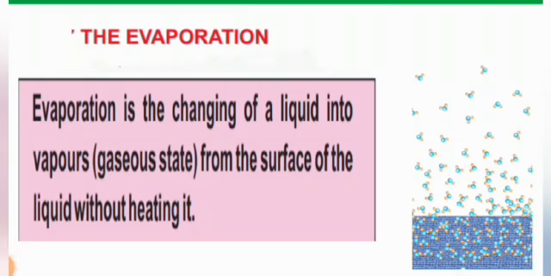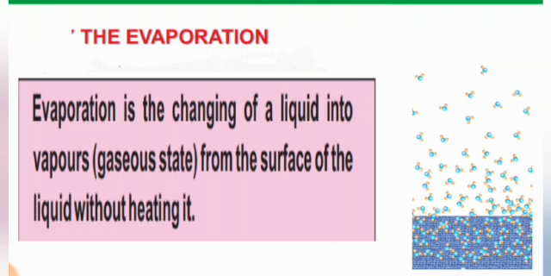Now students, the last topic that we are going to discuss in our today's lecture is evaporation. Students, take some water in a dish. The water in the dish will disappear after some time. It is because the molecules of water are in constant motion and possess kinetic energy. Fast moving molecules escape from the surface of water and go into the atmosphere.